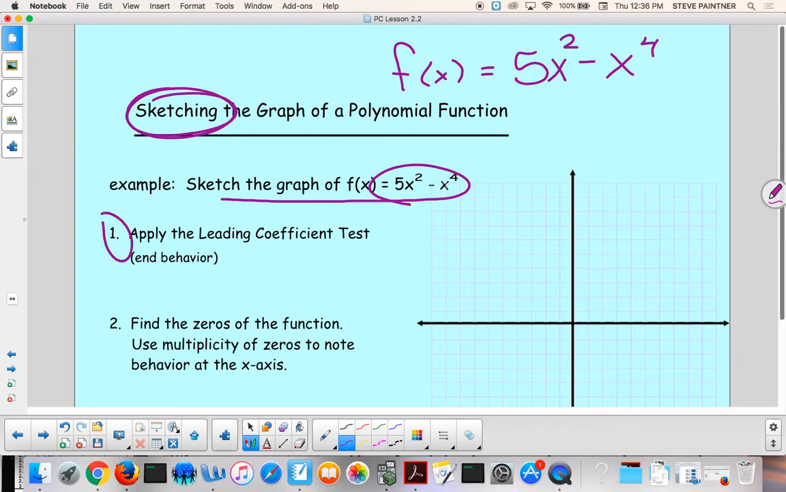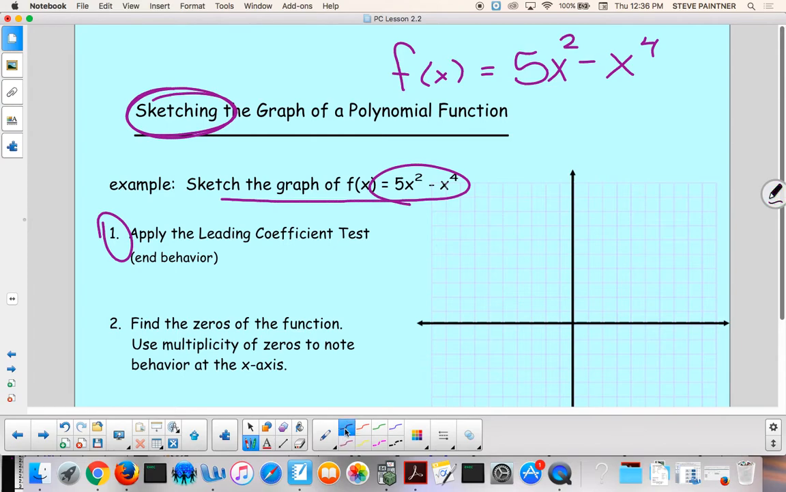Step 1. Apply the leading coefficient test and behavior. Negative. But that's not the end behavior. What's the end? It's gonna be down, down. Up, up. It's this way. It's down, down. What are you supposed to be looking at? The biggest, highest power.